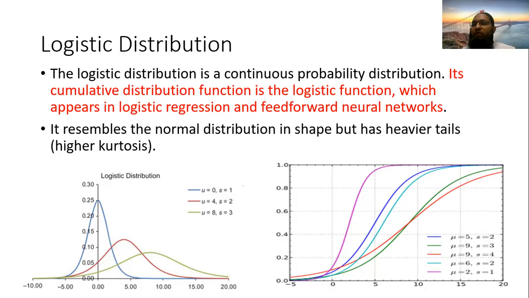But as it is cumulative with respect to the PDF, the parameters might be the same as the parameters of the PDF. So we learned that the logistic distribution has a shape which is quite similar to the normal curve, but with a higher kurtosis, and its cumulative density function is actually the logistic function.